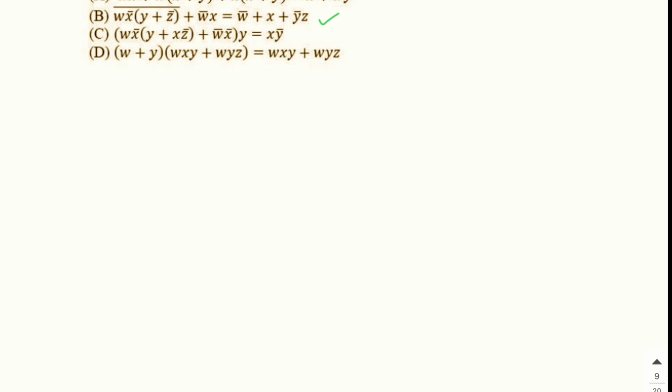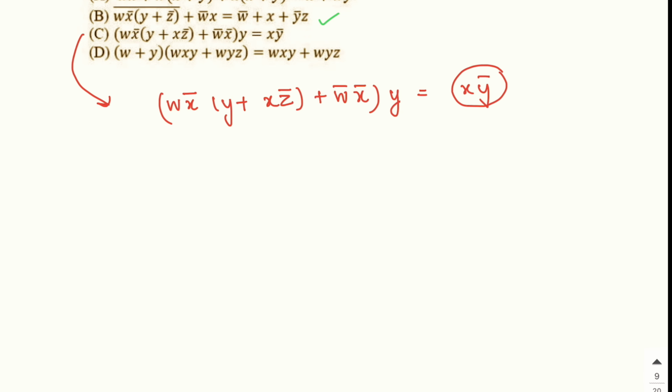And yes, we go for the third one. So the third one says (wx bar y + xz bar + w bar x bar) whole multiplied with y should be equal to xy bar. So that is what we have to find out. So let us try this.